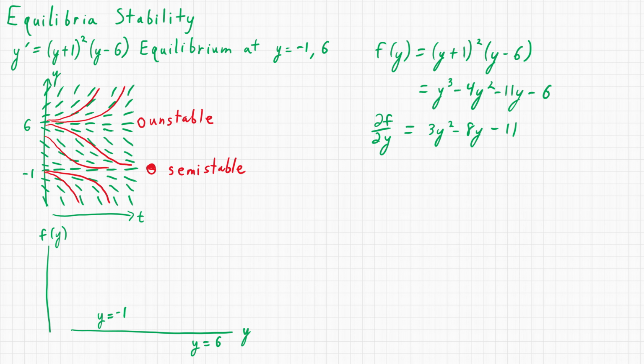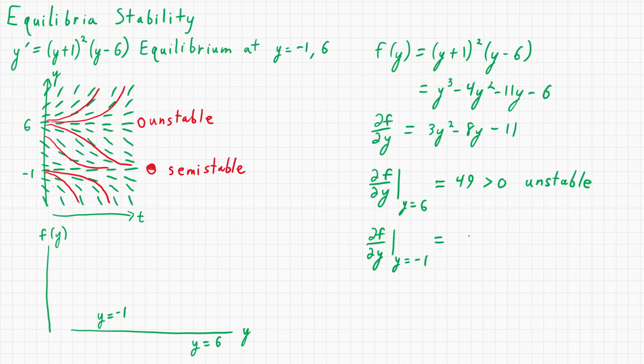To figure out the stability of the different equilibrium points, we are going to evaluate partial f partial y at y equals 6 first. When you plug that in, it's 49. Since that is greater than 0, it's unstable, which agrees with what the direction field showed us. Then partial f partial y evaluated at y equals -1, the other equilibrium point, ends up being 0, so it's inconclusive. We don't know if it's stable, unstable, or semi-stable based on just this test.